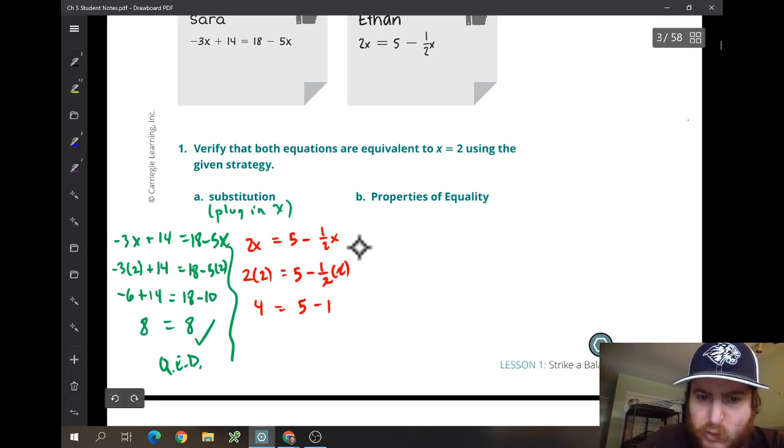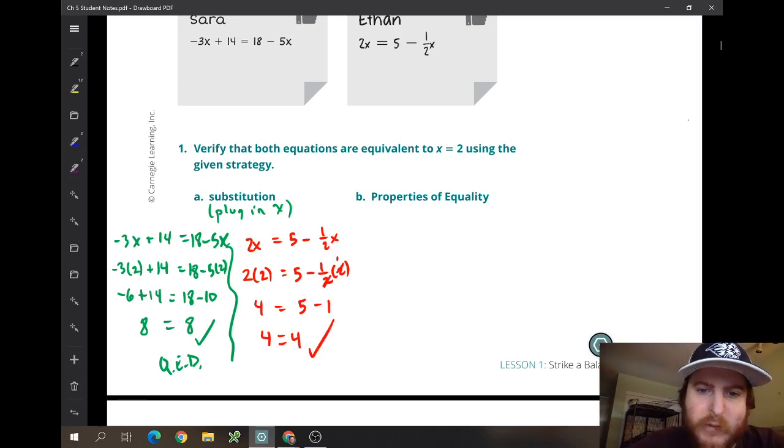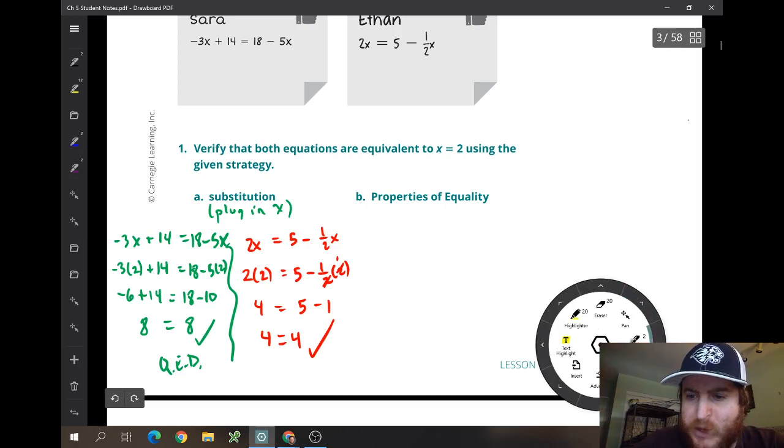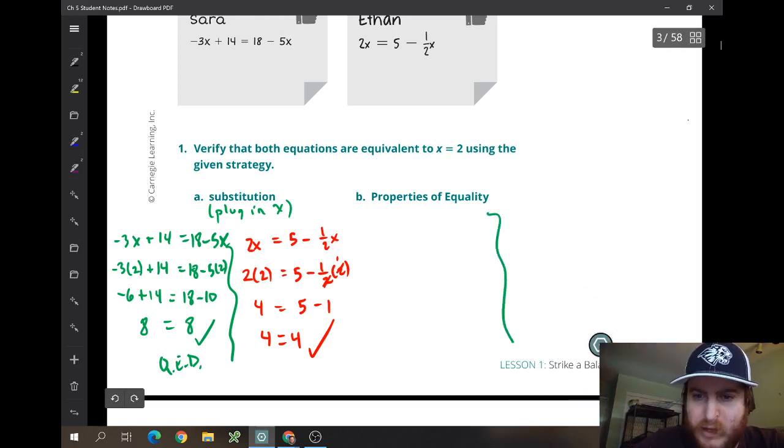A lot of students will cancel that all the way out. Don't forget when you cancel something out, it becomes 1. When we're dividing and you cancel out that way, like cross cancel, it becomes 1. So this is 4 equals 4. Again, we can put a little check mark. You can write QED if you want to. We proved that. Now, using the properties of equality, that's going to be to actually solve it for x.